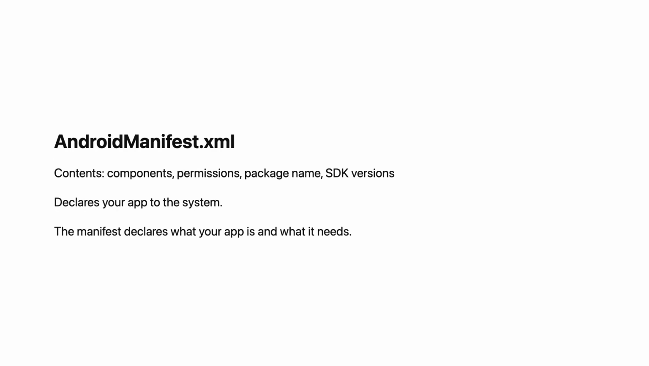Every Android app has a manifest file. AndroidManifest.xml declares your app to the system, what components it has, what permissions it needs. Activities must be declared in the manifest. Services, receivers, and providers too.